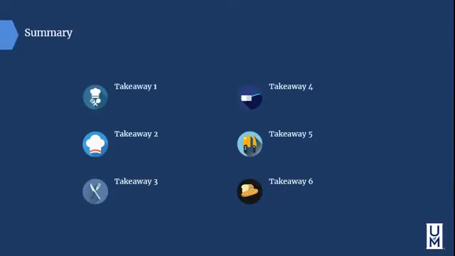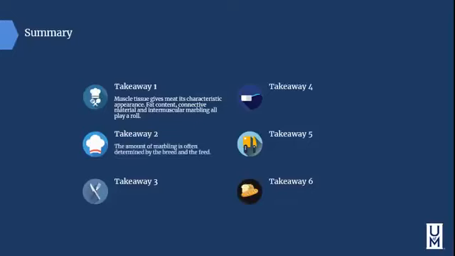So some of the takeaways from this particular module: muscle tissues give meat its characteristic appearance. Fat content, connective material, and intermuscular marbling all play a role. The amount of marbling is often determined by the breed and the feed. The closer to the head and the hoof, the tougher the cuts of meat.